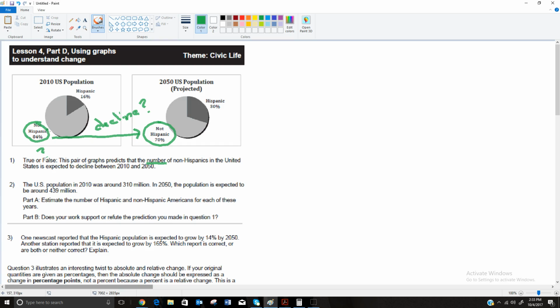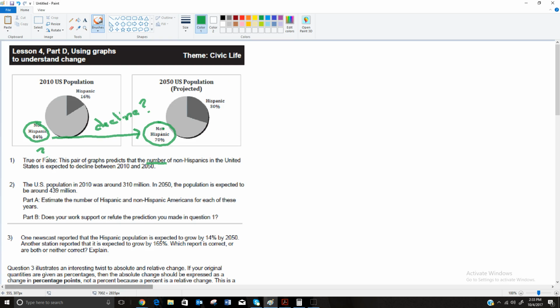So just because the percentage of non-Hispanics in the population is expected to decline does not necessarily mean that there's going to be actually fewer non-Hispanics. If you think of it reasonably, there's probably going to be more Hispanic population and more non-Hispanic population. I mean, over the next, well, this is 40 years. Now it would only be about 33 years. But still, clearly we expect the population to grow over that time period. So the total population is going to grow.